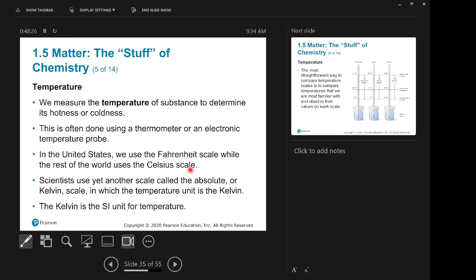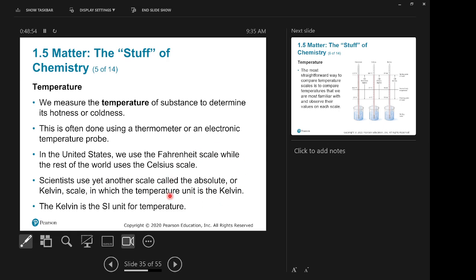So temperature: we measure the temperature of a substance to determine its hotness or coldness. This is often done using a thermometer or electric temperature probes. In the United States, we use Fahrenheit, of course. In Europe, and almost everywhere else, Celsius. There are 2 other countries, if I remember correctly, that use Fahrenheit. That's it.